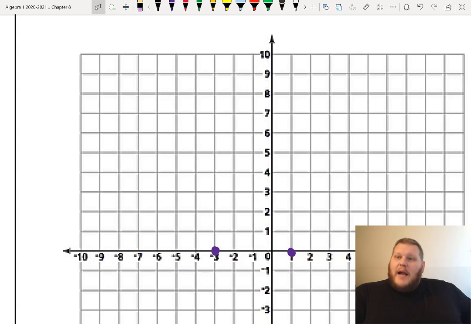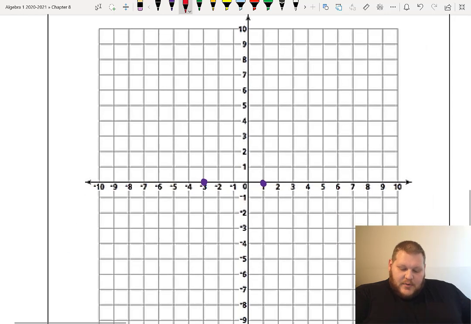Now, this is the other option. If you want to find your vertex just using the graph, we know that in a parabola, any two points that have the same y value have to be the same distance from your AOS, meaning your AOS has to split the middle of any two points that are at the same y value.